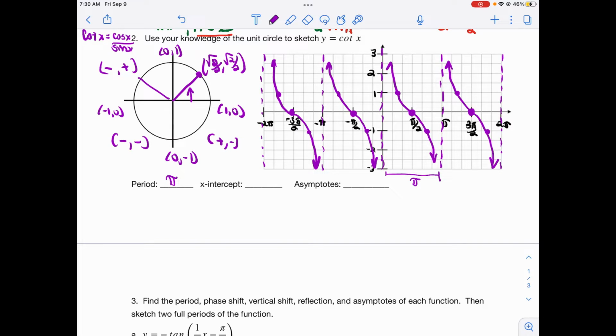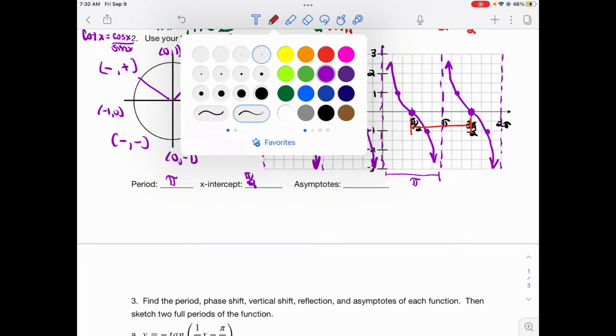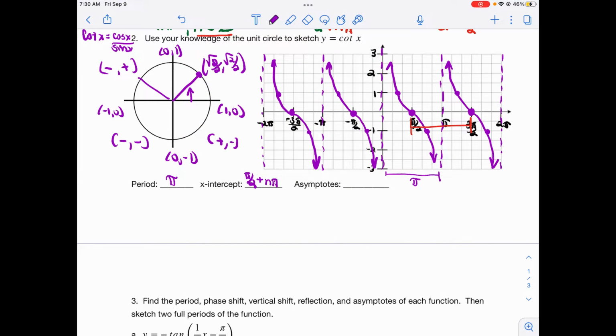Our first non-negative x-intercept is pi over 2. And how long did it take from this x-intercept to the next x-intercept? That's a distance of pi. So that's going to be plus n pi, where n is an element of the integers. And what are my asymptotes? Well, x equals the first non-negative asymptote, which is at 0, and the next one is at pi. So I got 0 plus n pi, which we'll just simplify down to n pi.